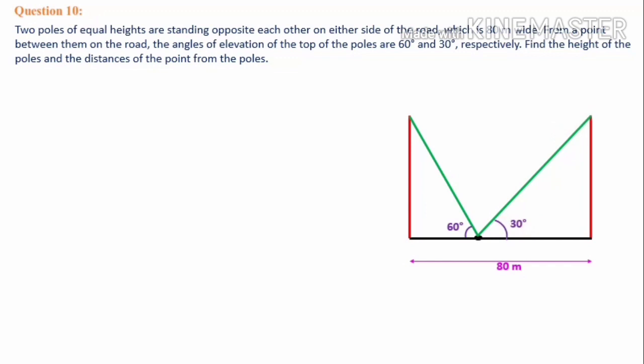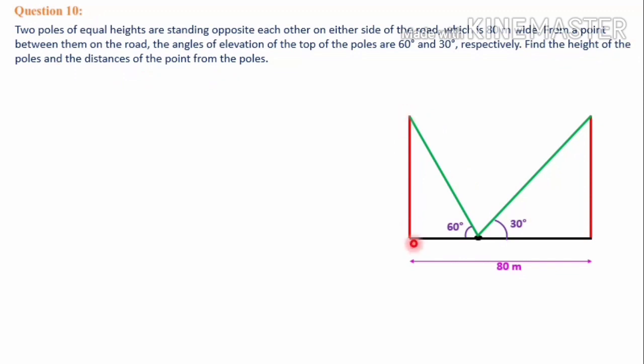Here angle of elevation is mentioned because he is looking at the top, which means the object is above the eye level, so that's why it is called angle of elevation. We have to find the height of the poles and the distance of the point from the poles.